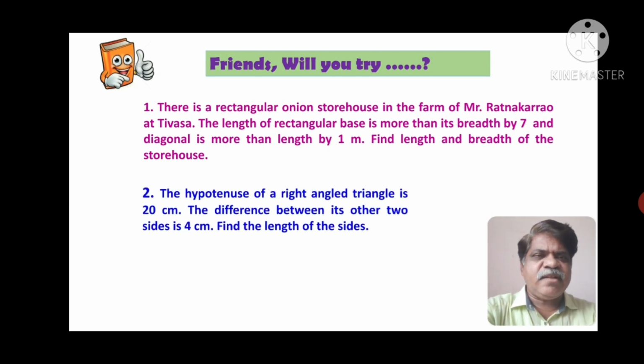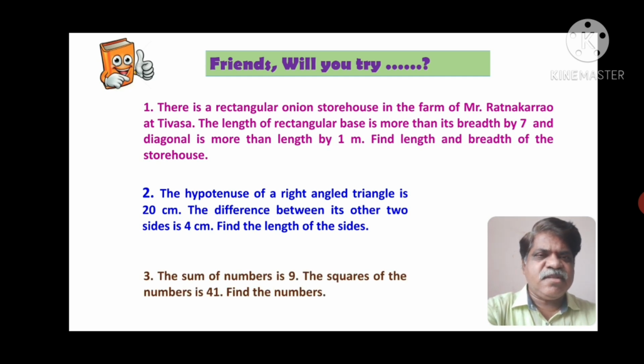The hypotenuse of a right angle triangle is 20 cm. The difference between its other two sides is 4 cm. Find the length of the sides. The sum of two numbers is 9. The sum of the squares of the numbers is 41. Find the numbers. So try. These are simple problems from your text.